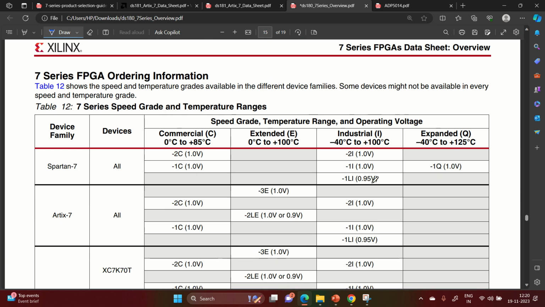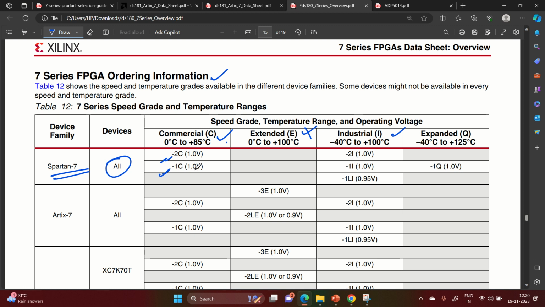Okay, good. So next thing is ordering information. I'll tell you again because this is the most important thing before selecting your device. So I'll go ahead with Spartan 7, and you can see all the devices are having either commercial, extended or industrial. So I have availability only commercial and industrial. In commercial you have 2 and 1, both the speed grades are available. 2 is mid range and 1 is slow grade.